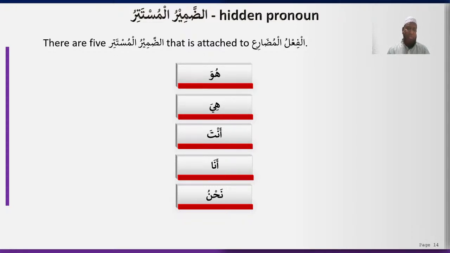The هو is hidden in the first صيغة, which is called مذكر غائب. The هي is hidden in the second صيغة, which is called مؤنث غائبة. And أنت, we know which صيغة it is, مذكر مخاطب واحد. And أنا, متكلم مفرد. And نحن, جمع متكلم. So these are the 5 الضمير المستتر.